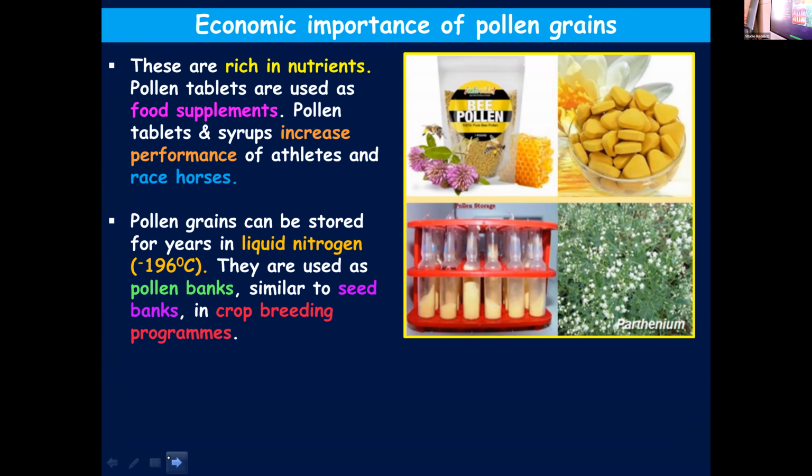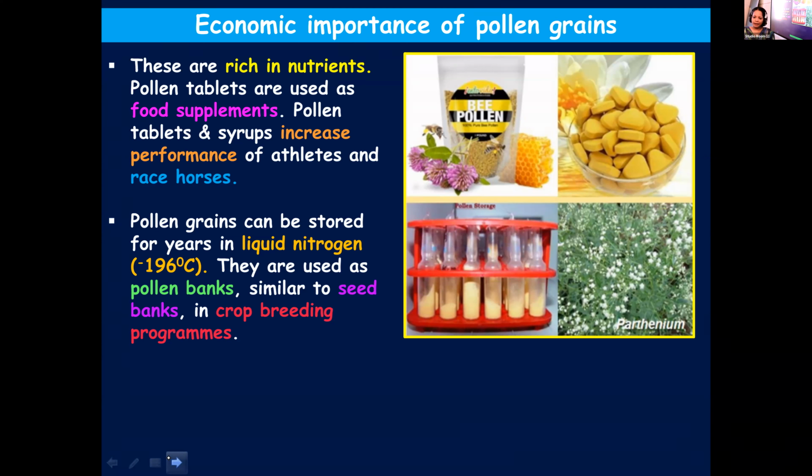And we can use these stored pollen grains as pollen banks. You might have heard about seed banks. With the help of seed banks, whenever you want to do some crop breeding, you want to improve the variety of crop, we can make use of the seeds. Similarly, when we have pollen banks, pollen contain male gametes, or they will lead to the formation of male gametes, which will result in fertilization. So if you can store them, later also we can make use of the gametes present and bring about fertilization. You can carry out fertilization just like in the case of seed.